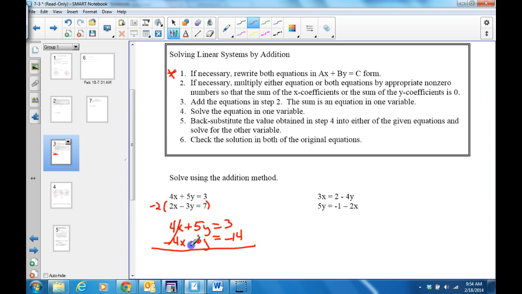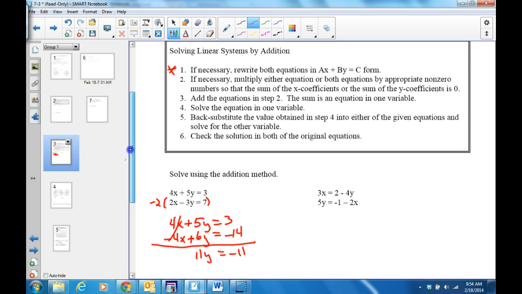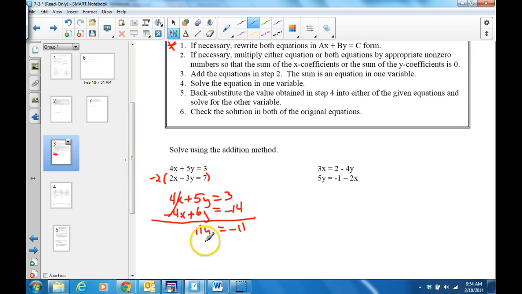Oh, this should be a +6, by the way. This will be 11y equals -11. So what's my y value going to be in this case? -1. Yep. Okay. So I have y equals -1.